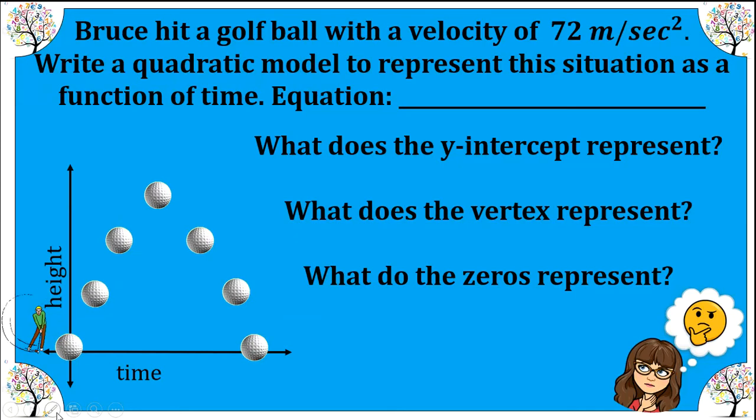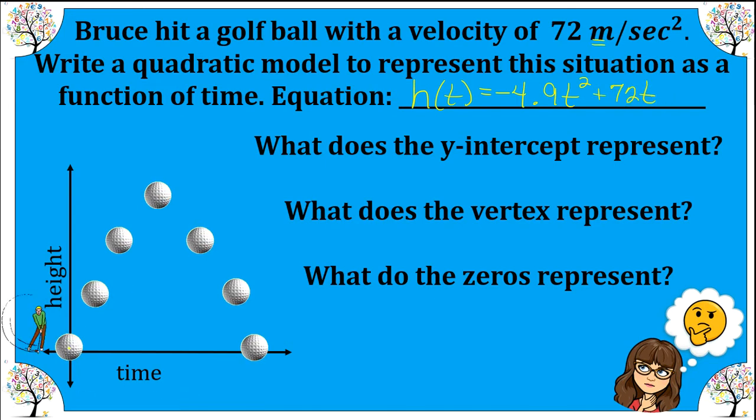Our second example: Bruce hit a golf ball with a velocity of 72 meters per second. Write a quadratic model to represent the situation as a function of time. Okay, so first of all, we're working with meters, so our a value is negative 4.9. We have a velocity of 72 times time.